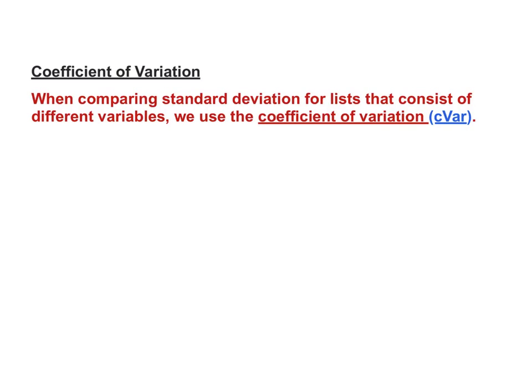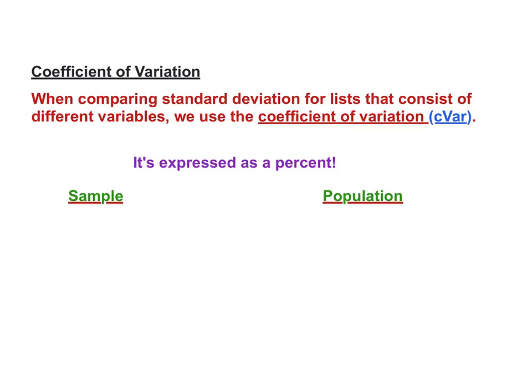So here's how the coefficient of variation works, all right? First of all, we're using this to compare lists of different variables, as I mentioned, and we use the coefficient of variation in this notation. You'll see this lowercase c with a bar, c bar. That is the coefficient of variation. We express it as a percent. There is a sample version and a population version.